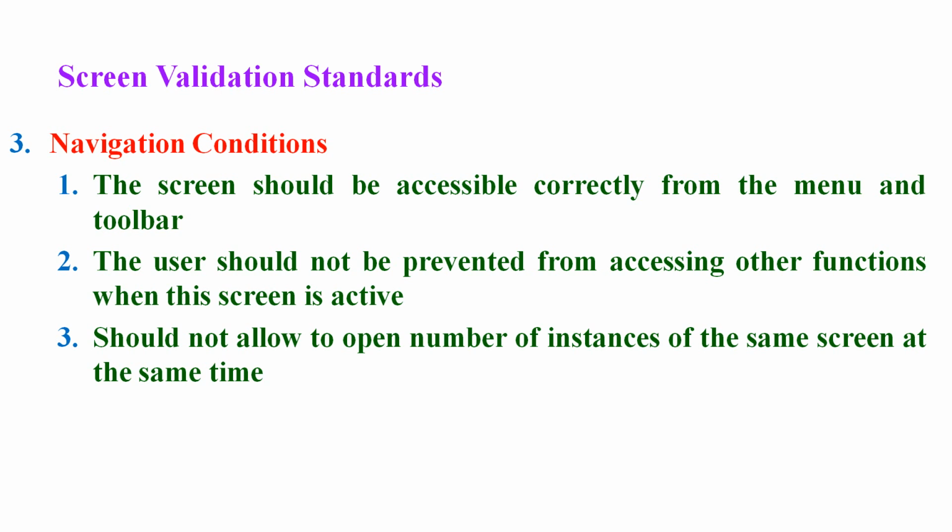Next, it should not allow opening a number of instances of the same screen at the same time. For example, this is the screen which I am displaying to you, and I have already opened this screen. Again, if I want to open the same screen, it will not open. It should not get opened because it is already open. So you have to test that. As a software test engineer, under the navigation conditions, you have to validate all these 3 conditions.